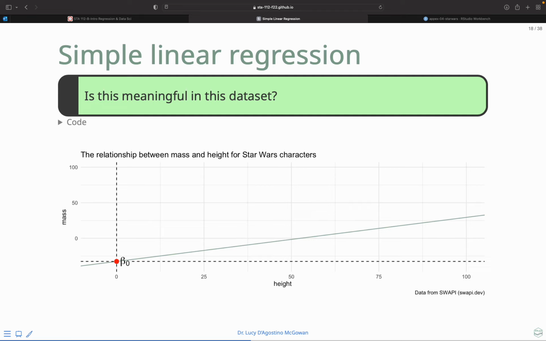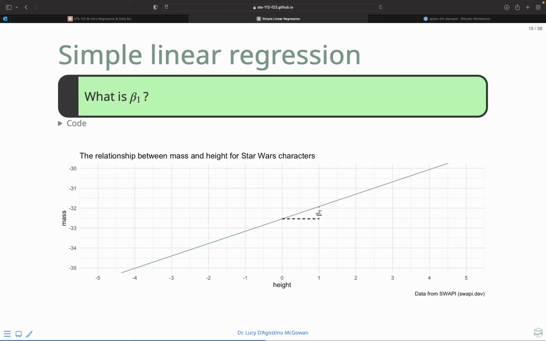practical use to us. There are some times where your x variable, knowing the value of y or the average value of y when x is 0 is meaningful, but in this particular case, it's not. But it's good to know kind of what that value actually means practically. Okay, what is beta 1?